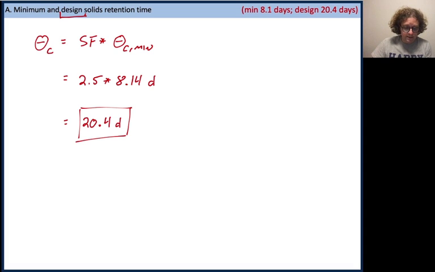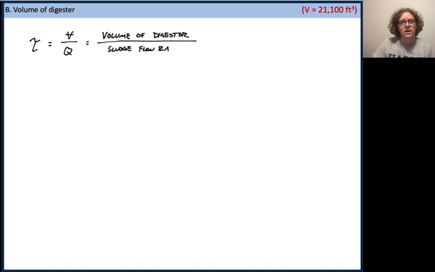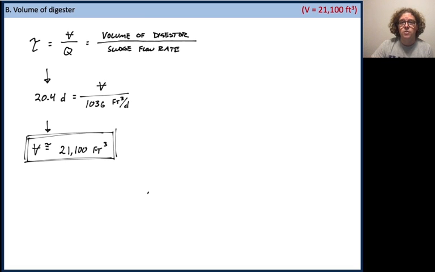All right, so that is parallel to what we've done before for the aeration basin. That should look pretty comfortable for everyone. Volume of the digester, we can use our residence time equation here. So residence time being equal to the volume of our digester divided by the flow rate of sludge entering. 20.4 days equal to the volume divided by the volumetric flow rate of sludge, 1,036 cubic feet per day. And I get a volume of about 21,100 cubic feet for the digester.